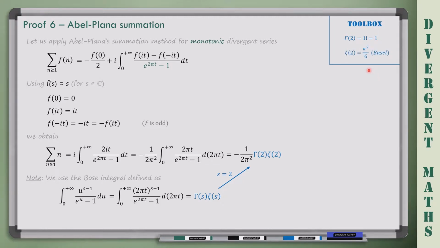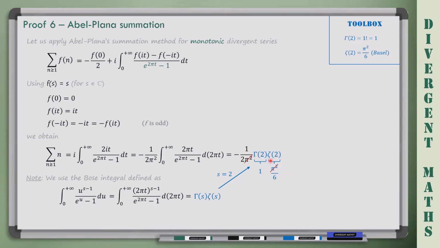And the value of zeta 2 that we need here is the famous problem solved by Euler, the Basel problem. So I'm naming that constant pi squared over 6, the Basel constant. So zeta of 2 is Basel. Basel is a town in Switzerland where Euler is from. So let's call that constant Basel. Gamma of 2 equals 1, zeta of 2 equals pi squared over 6.